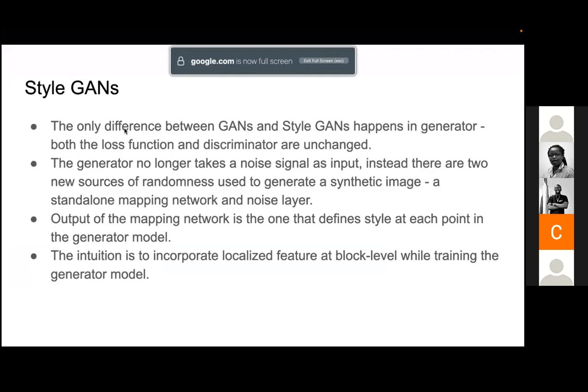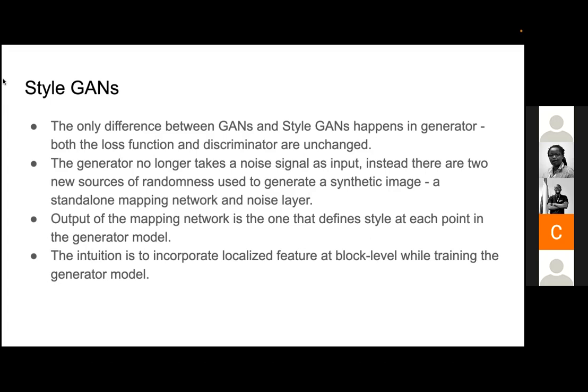And StyleGAN is actually a different version of progressively growing GANs. If you let me say that, it is built on top of progressively growing GANs. So all the progressively growing GAN things I explained, from 4x4 to 8x8 to 16x16, where the generator grows the image, the same things happen in StyleGAN also.